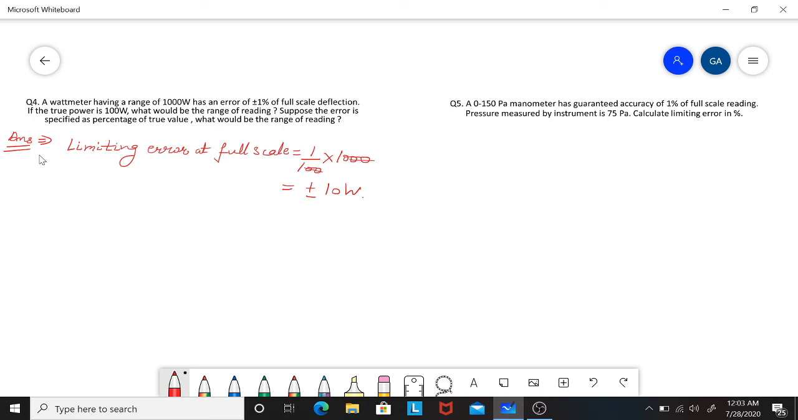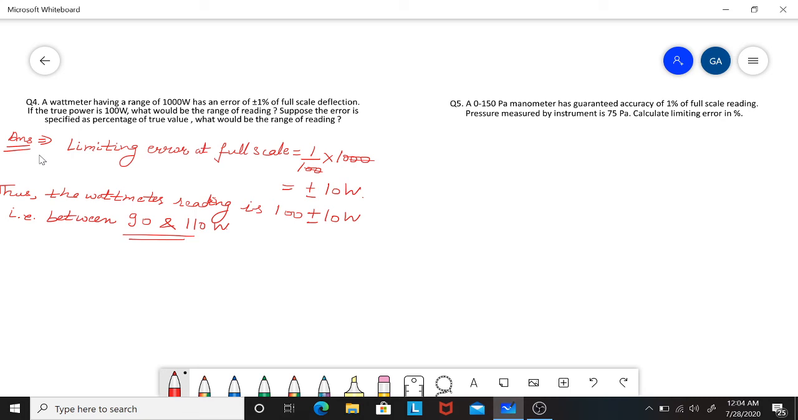So thus the wattmeter reading is represented as 100 ± 10 watt, that is, between 90 and 110 watts, right? So this first part is over, right?